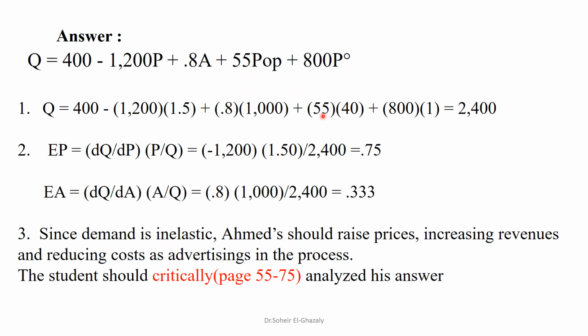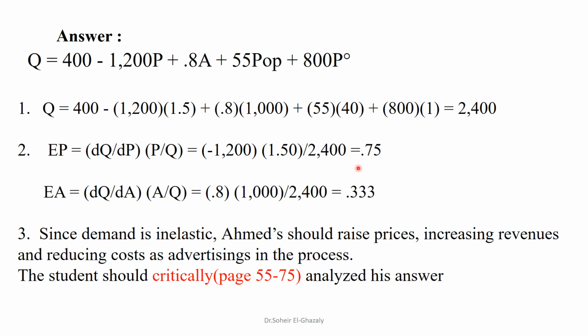Let's just put 55. POP, population in Ahmed's restaurant, was 40,800. Don't forget the signs. This will make big differences. And then B power O is 1, the competitor is selling. Calculate it with the calculator. You're then going to have 2,400 as quantity selling per week. This is the quantity Ahmed's outlet is selling per week: 2,400 sandwiches.